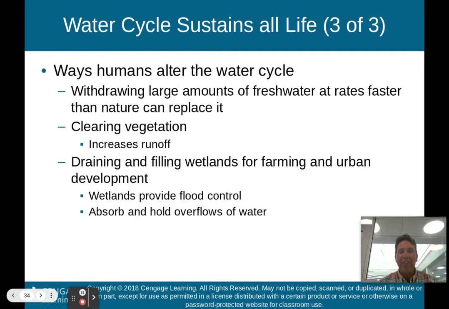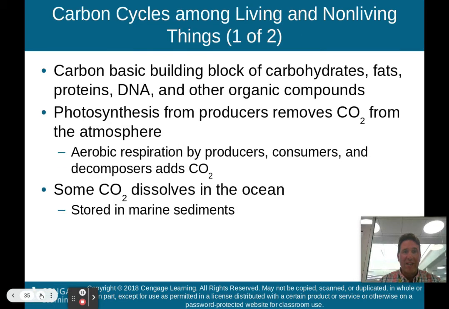We're also draining and filling wetlands for farming and urban development. Wetlands, believe it or not, provide flood control. If you have these wetlands between an ocean and where you may be living, right? If the ocean comes in and you have, let's say, a big storm, maybe a storm surge, the wetlands basically control the flood. Well, you get rid of those wetlands, what's going to happen? That water now just goes right into people's homes, okay? So that's an issue because these wetlands absorb and hold overflows of water. So you get rid of the wetlands, and obviously you get rid of what absorbs and holds overflows of water. And so where do those overflows go? Into people's homes, into people's properties, things like that.